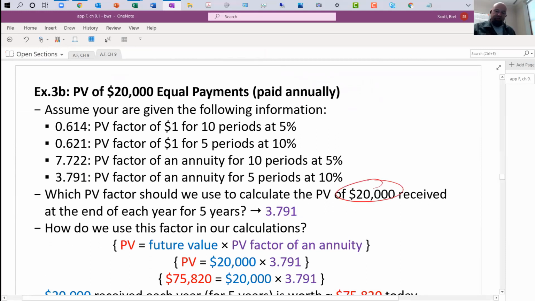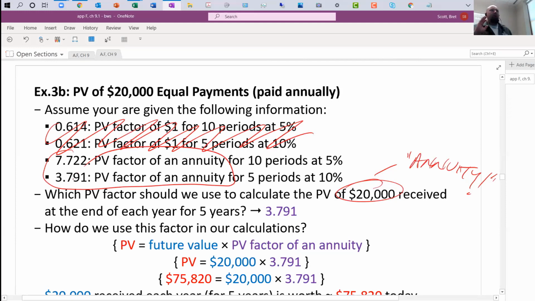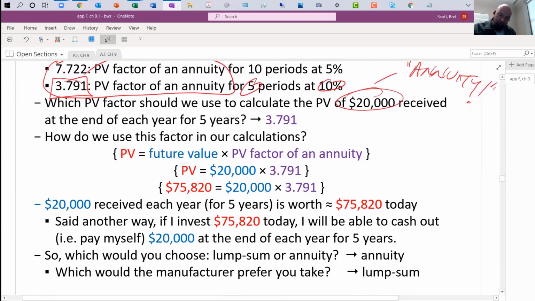In the case of $20,000 payments, what that signals to you should scream annuity. So just be careful on the exam. When you have payments, you want to use the annuity table, not the single amount table. So we're going to ignore these top ones. We're going to focus on these guys. Present value of an annuity. Question is, what's our period? What's our rate? Period is 5. Rate is 10. So we're going to use this 3.791.